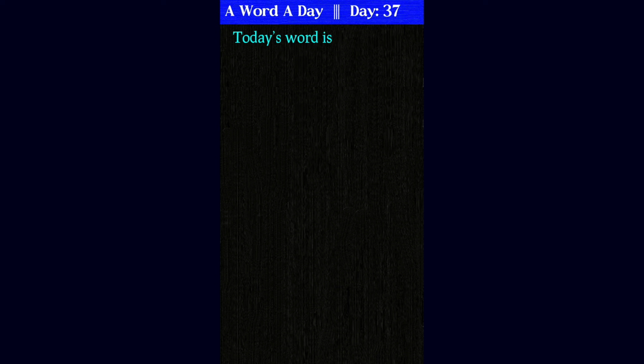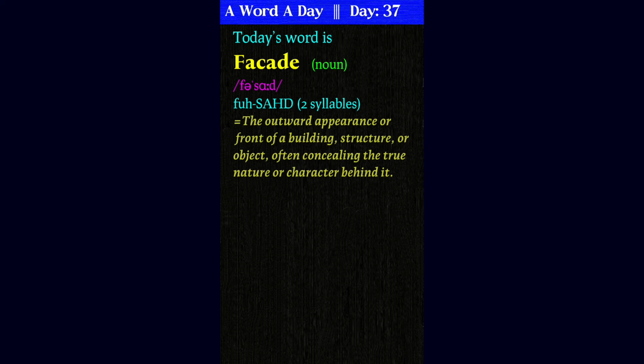Day 37. Today's word is facade. Facade. 2 syllables. Facade is a noun. Facade means the outward appearance or front of a building, structure, or object, often concealing the true nature or character behind it, or a superficial or false appearance.